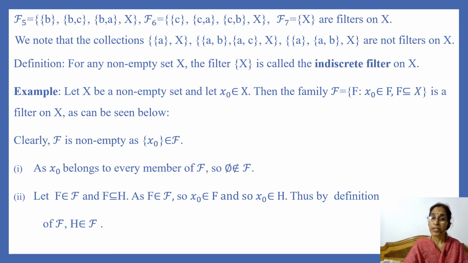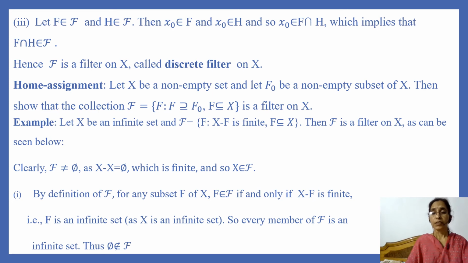Now we have to check the axioms. Since each member of F contains x naught, no member of F is empty, so the first axiom is satisfied. If F belongs to F and F is contained in H, then since x naught belongs to F, x naught also belongs to H, and so by definition of this collection, H belongs to F.